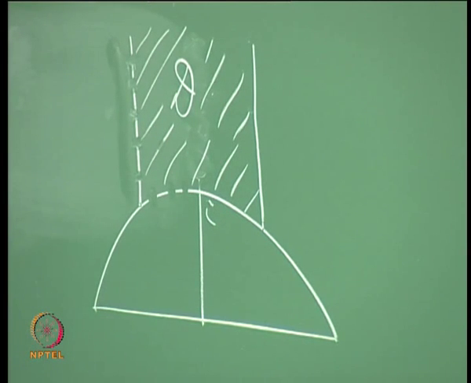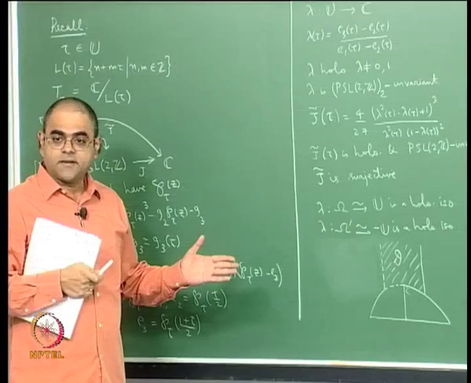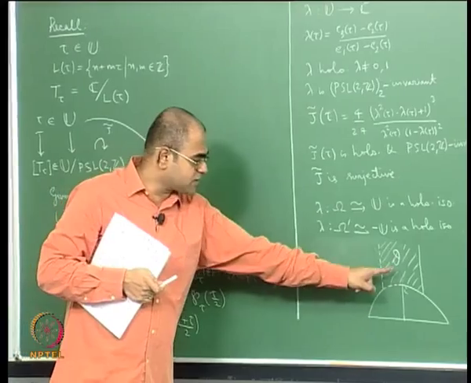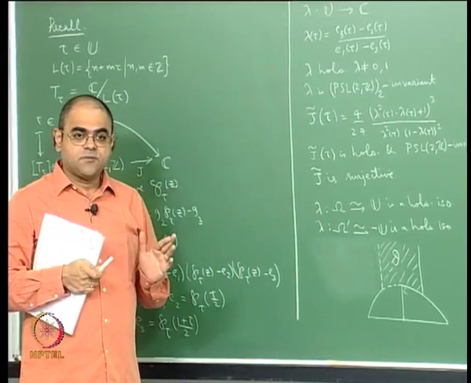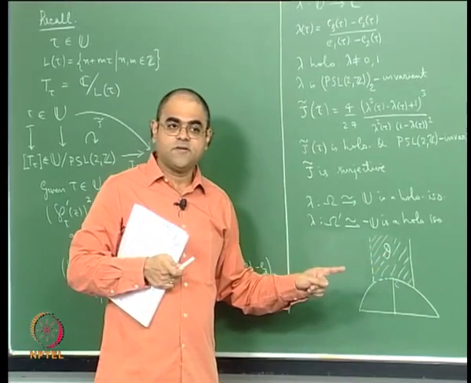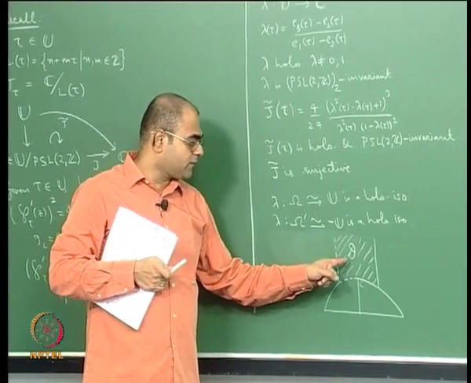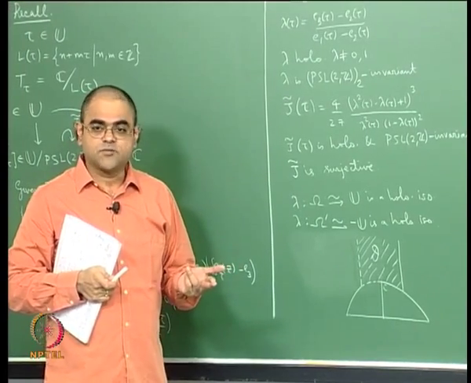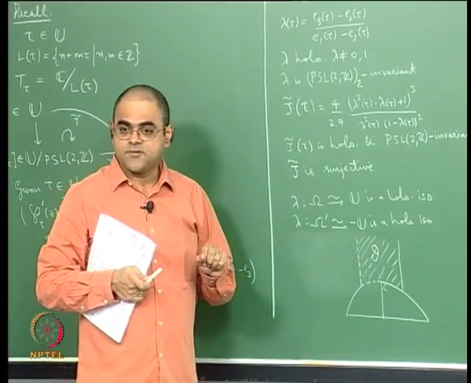Okay, in fact the way we proved it was we showed that first of all any PSL2Z orbit has to intersect this. That is the first step we proved, and then we proved that if there are 2 points here which belong to the same orbit under PSL2Z, then they are one and the same. That is what we proved. So we proved that this is a fundamental region for PSL2Z.